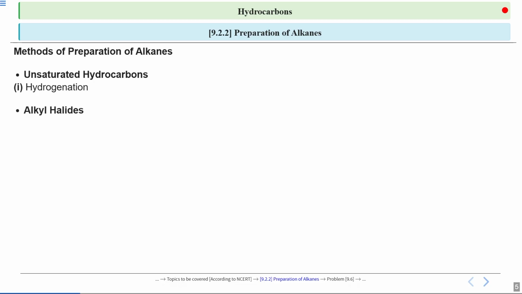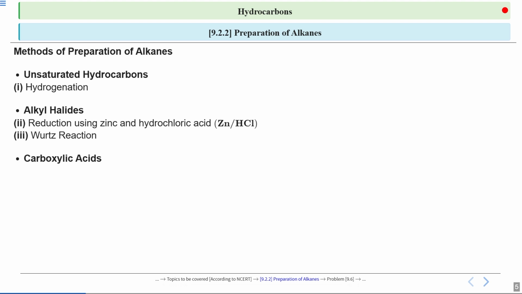Next, we have alkyl halides. So these are compounds which are attached to a halogen atom, and they serve as a starting point for preparing alkanes through various reduction reactions. One such reduction method involves using zinc and hydrochloric acid, known as the zinc/HCl reduction. So this method is effective in removing the halogen atom and replacing it with hydrogen, thus forming an alkane. Another important method is the Wurtz reaction. So this involves coupling of two alkyl halides in the presence of sodium metal, resulting in the formation of a longer alkane chain. It is useful for synthesizing higher alkanes.